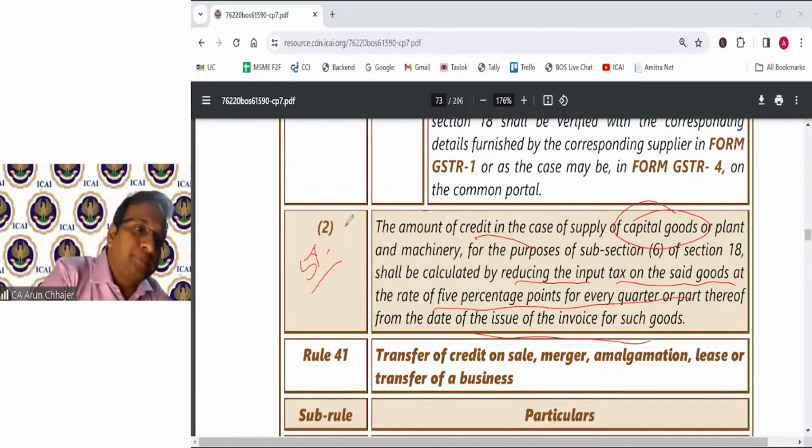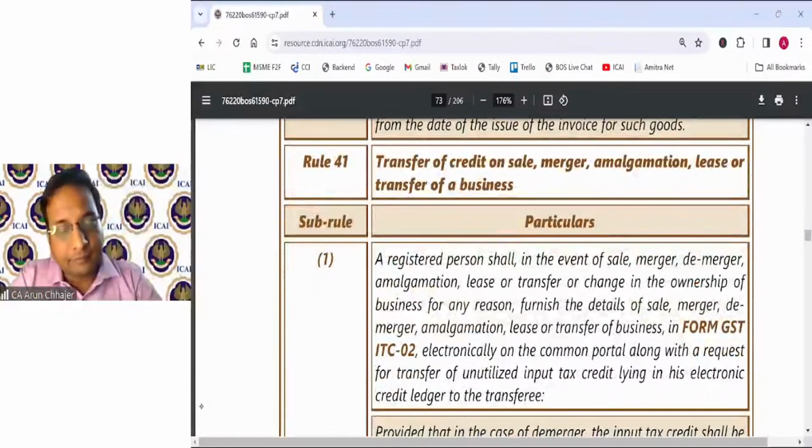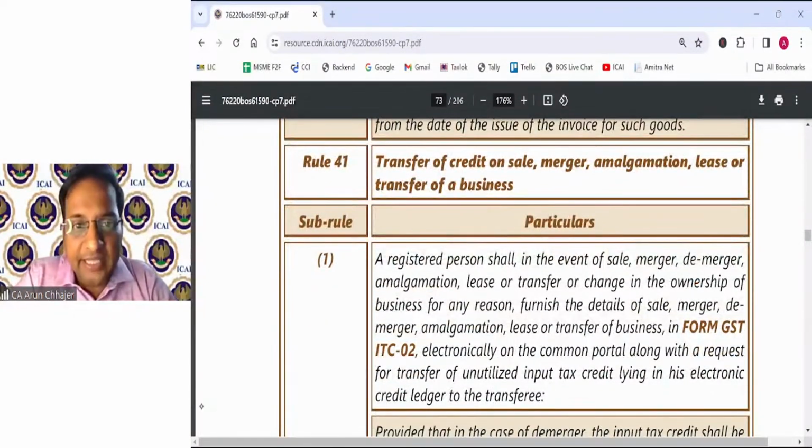Now let's move to rule 41. अभी तक ठीक है ना, कोई क्वेश्चन तो नहीं है, एक बार देख लेते हैं.